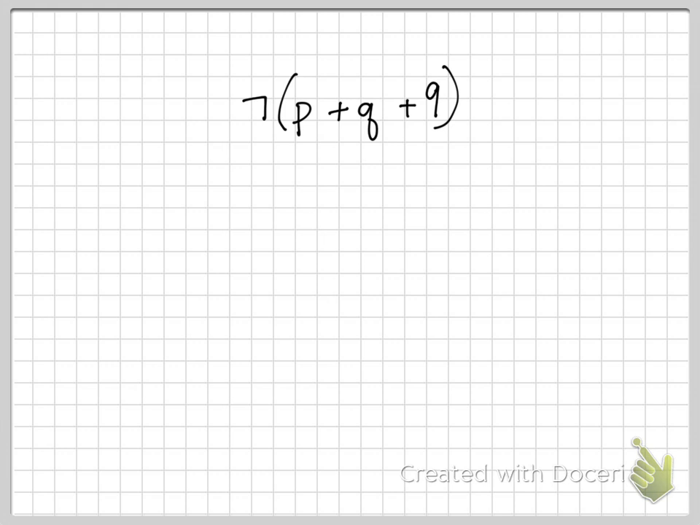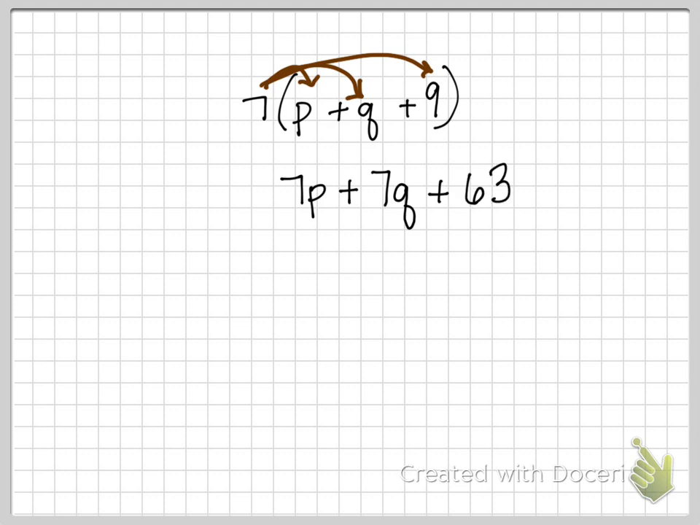Okay, so you do 7p plus 7q plus 63. Good. Notice how he multiplied the 7 to every term inside the parentheses. 7p plus 7q plus 63.